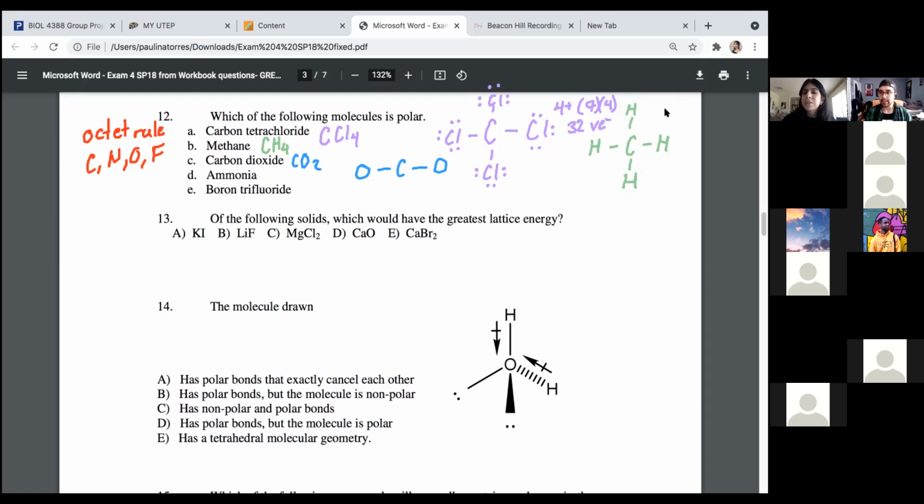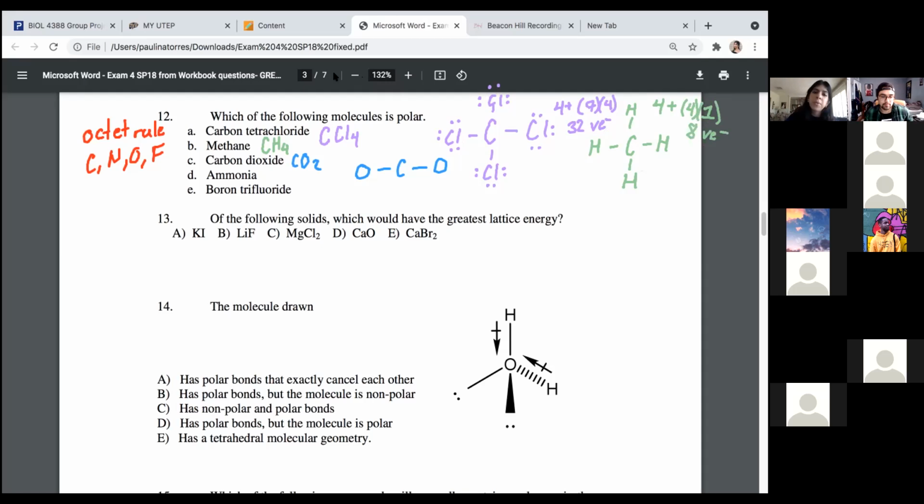Okay, so we have 4 for carbon, and then we have 4 times 1 for hydrogen. So we get 8 valence electrons that we can work with. And we said that each of the bonds has 2. So we have 2, 4, 6, 8. So that's it, we're good to go. We can't add any more lone pair electrons, right?